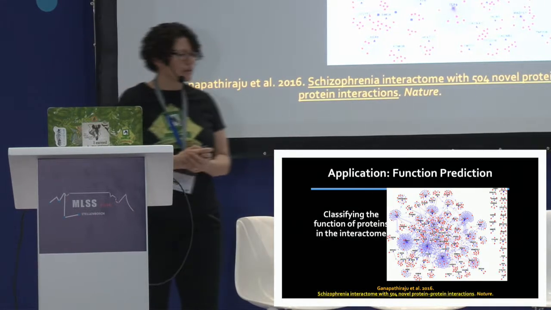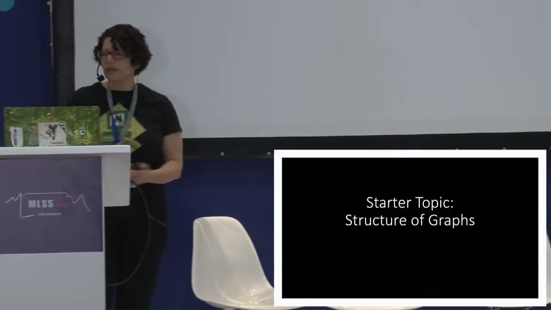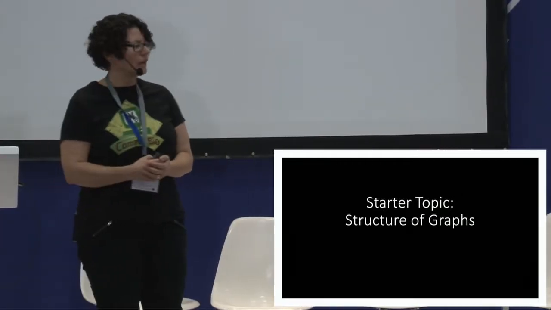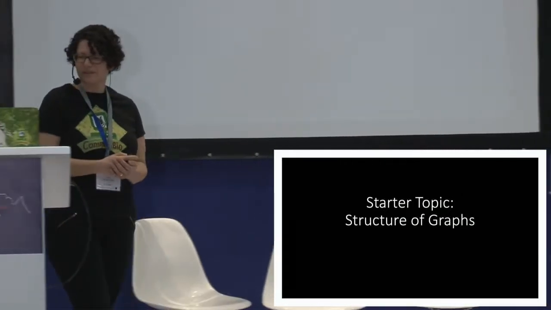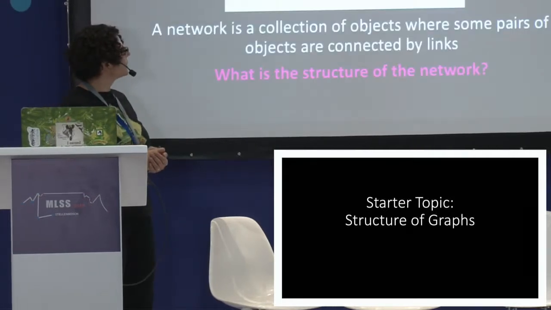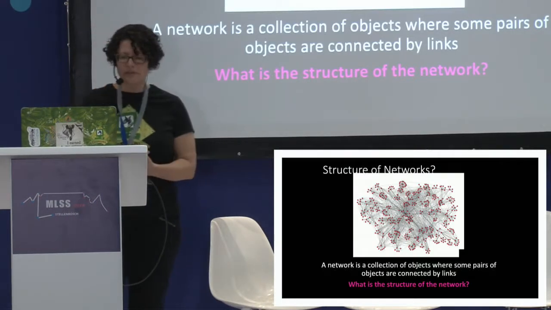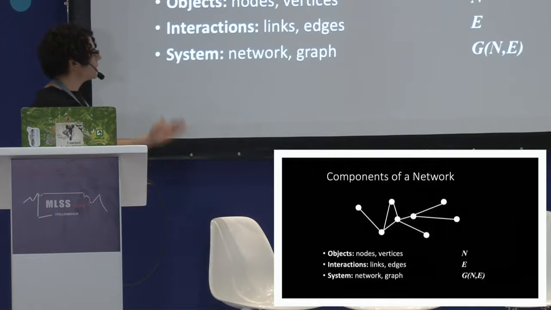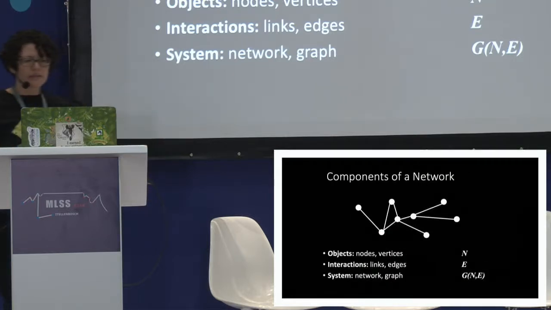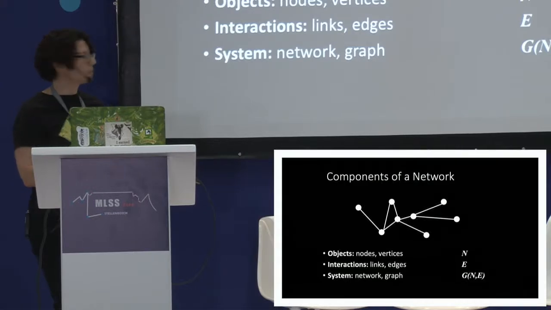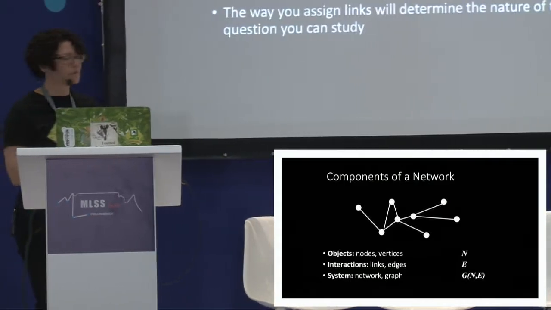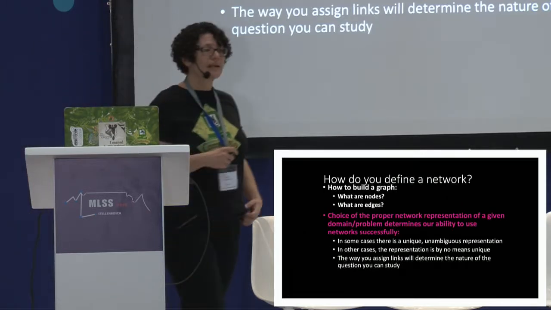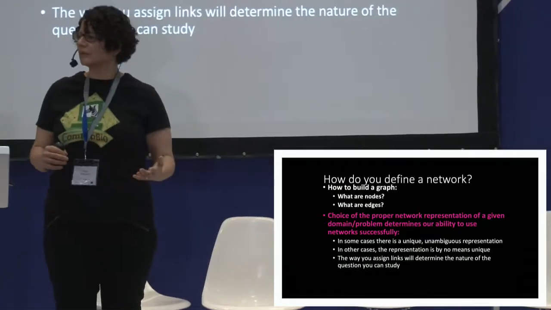Okay, so let's get to it. Hopefully, you got to the point where every talk on networks starts: networks are cool, networks are important. Let's start figuring out how to deal with them. A network is a collection of objects where some pairs of objects are connected by links. So ta-da, nodes, edges, and the system itself is a network or a graph. Actually, we distinguish between network and graph by saying that networks are labeled graphs, so there is more information than just topology. So the first important choice, when we start, is this: we never actually start with a network, right? We start with data.